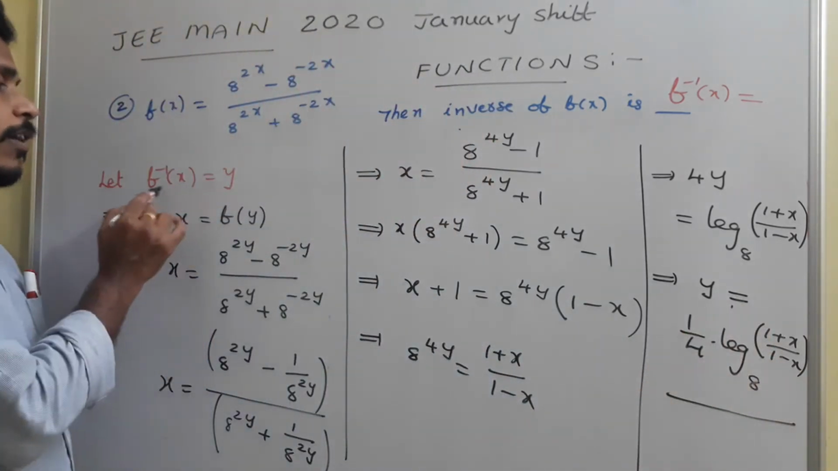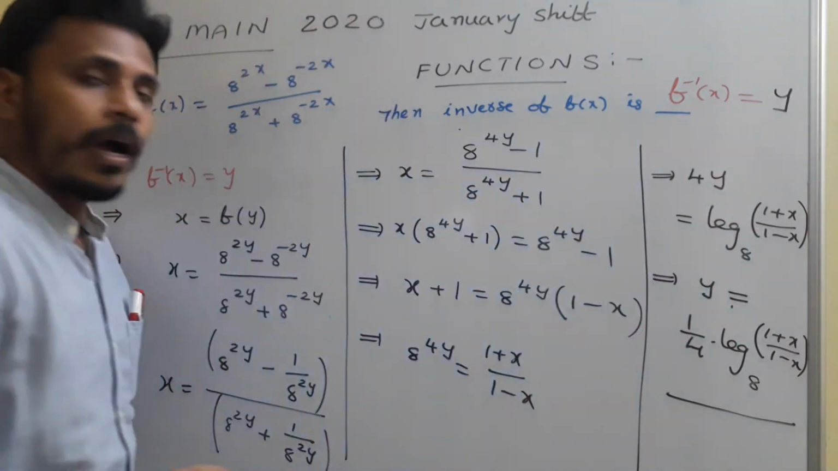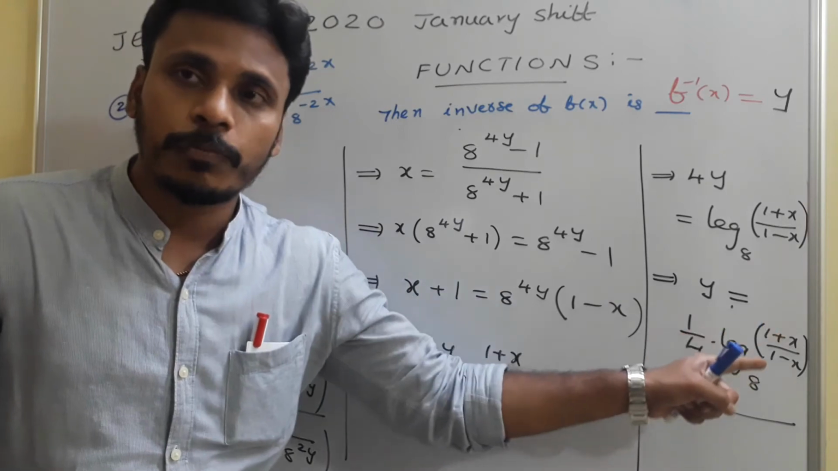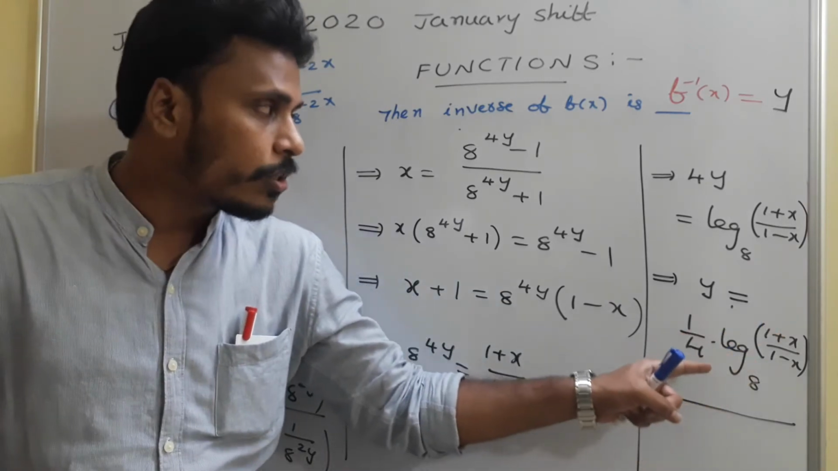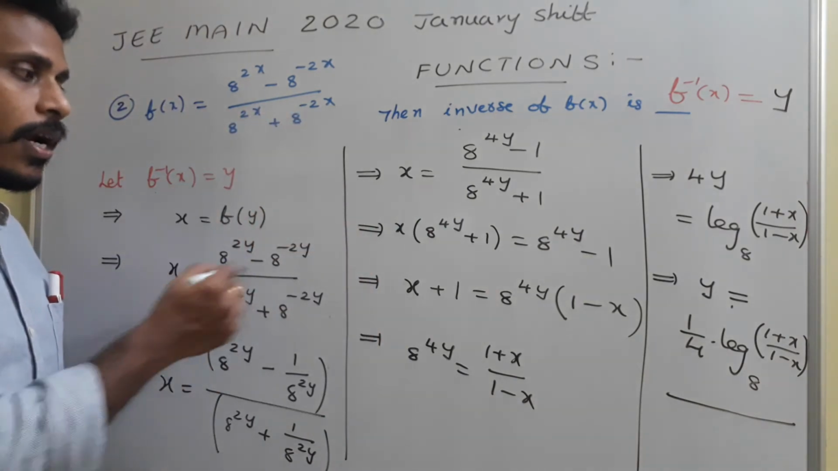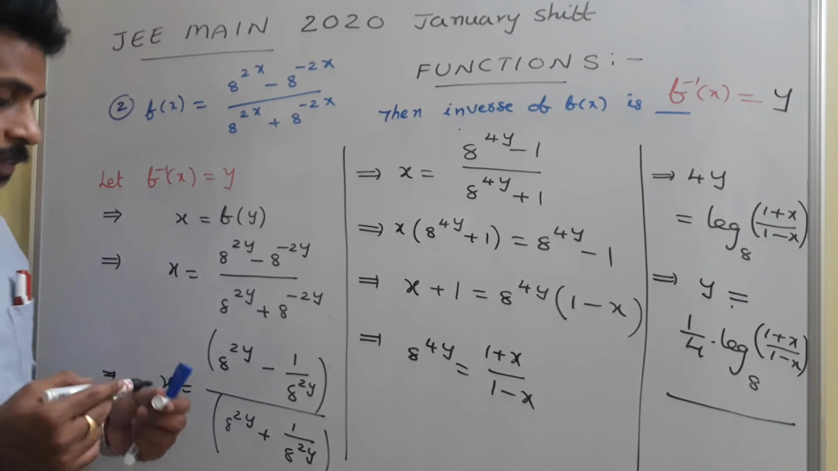What is this y? This y is simply f inverse of x. So our f inverse of x is nothing but y. And we found that y as 1 by 4 times the log of 1 plus x by 1 minus x base 8. So this is the inverse of f, as f is given like this. Already this is a problem which we discussed in our regular class also. Just have a look.